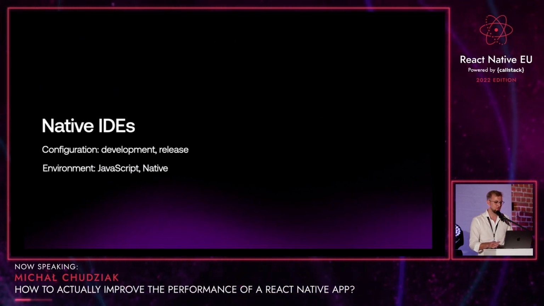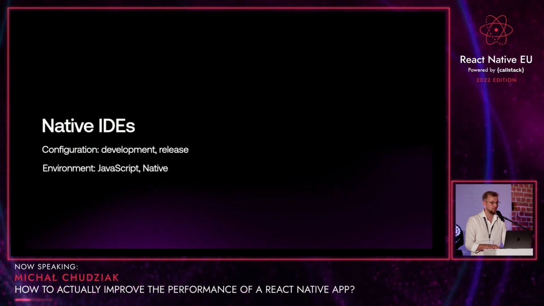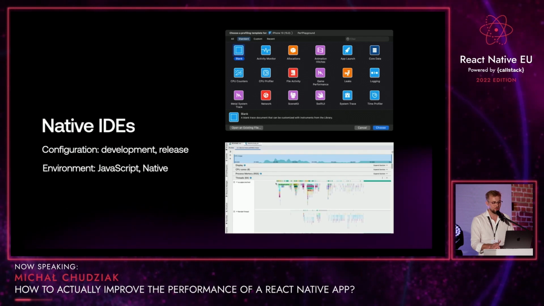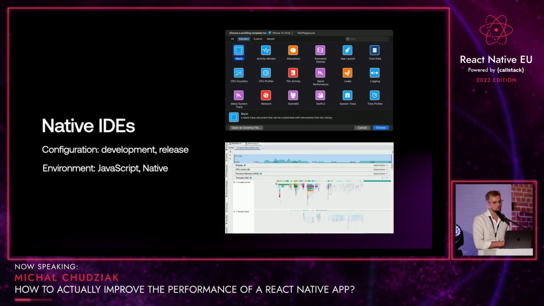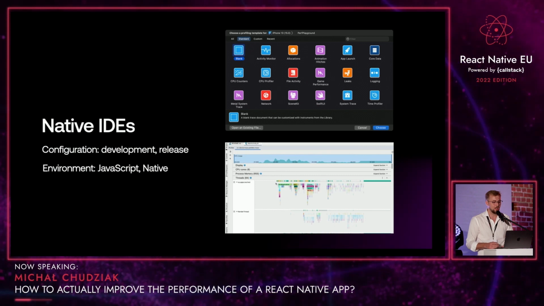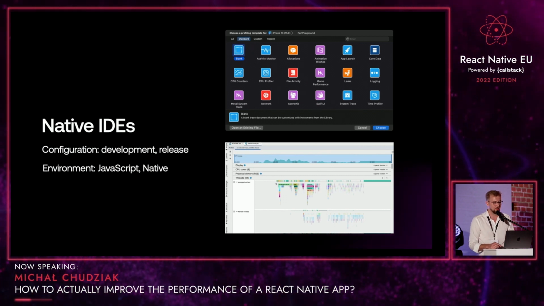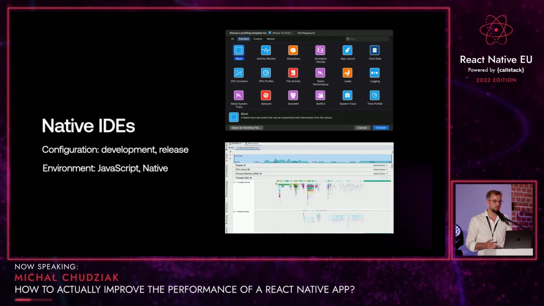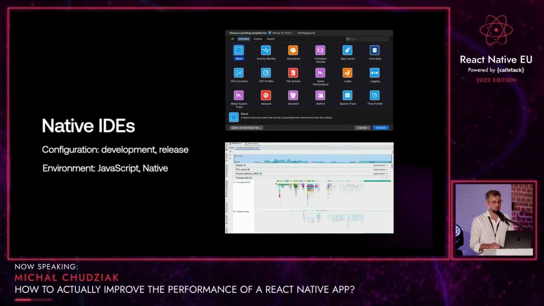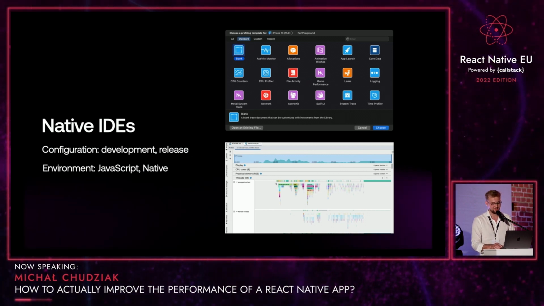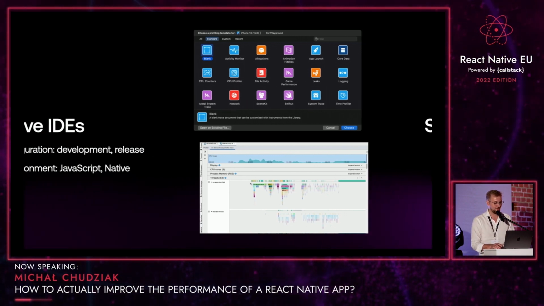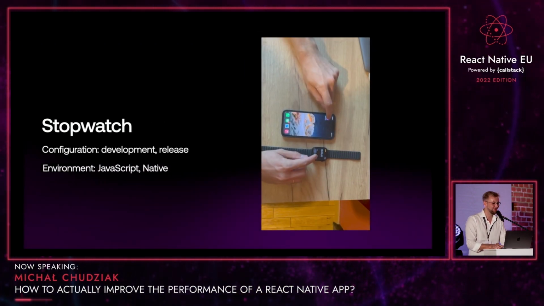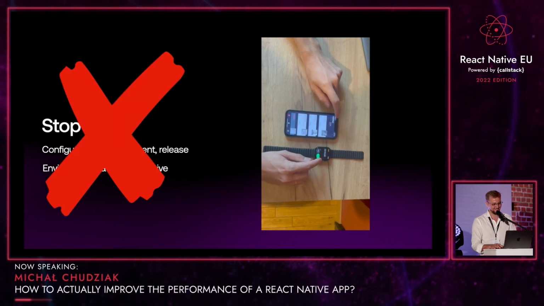On the native side, the most common way is to use profilers built into native IDEs. Within Xcode Instruments and Android Profiler, there are many tools to monitor resource consumption and network traffic, as well as process trace across the threads. You can gain a lot of useful insights by analyzing the results. So I strongly recommend spending some time learning how to use these tools, or watching the presentations that were presented before me. And another technique that's simple and straightforward is using a stopwatch, but don't do it.